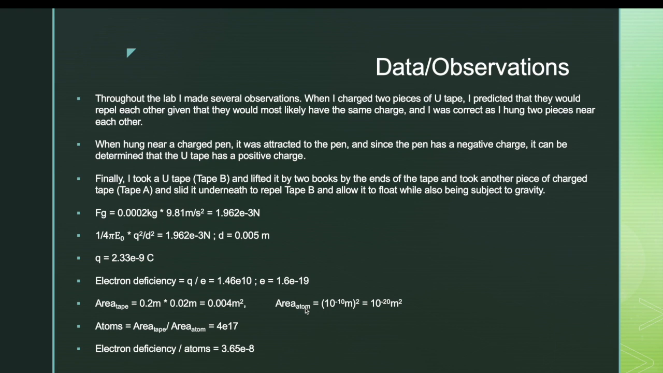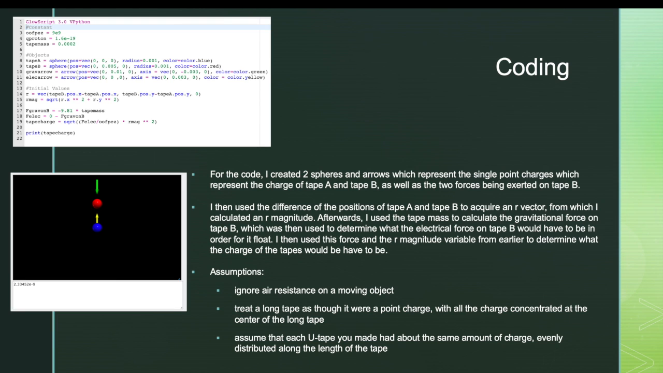For the code, I created two spheres and two arrows, which represent the single point charges which represent the charge of tape A and tape B, as well as the two forces being exerted on tape B respectively. I then used the difference of the positions of tape A and tape B to acquire an R vector, from which I calculated an R magnitude, which is represented as R mag in the code.